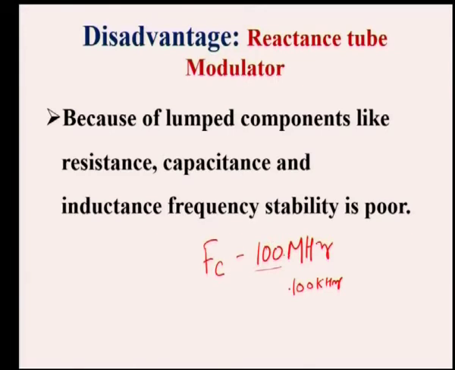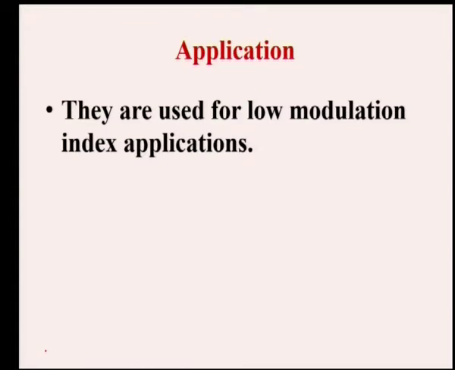If we use low quality components, it is very difficult to achieve this 100 megahertz. The frequency may be 99.99 megahertz. See the difference. Though the value is very small, this deviation will affect the entire modulation system. So, we have to use high quality components in order to have high frequency stability. Application of this reactance tube modulator: they are used for low modulation index applications.